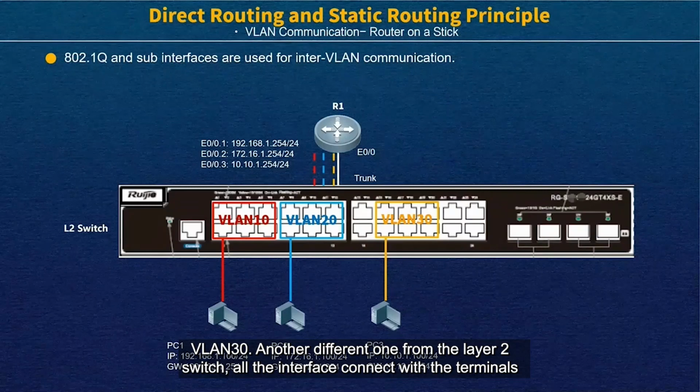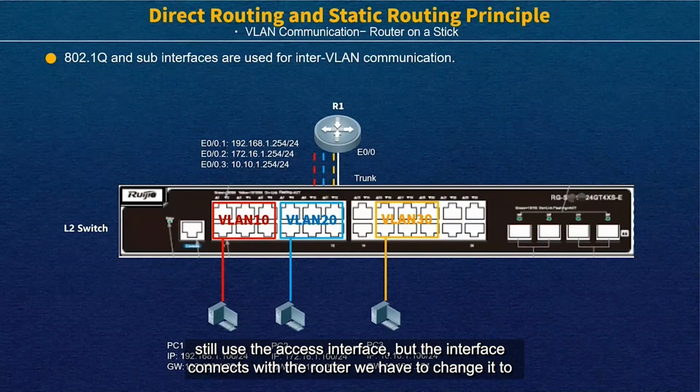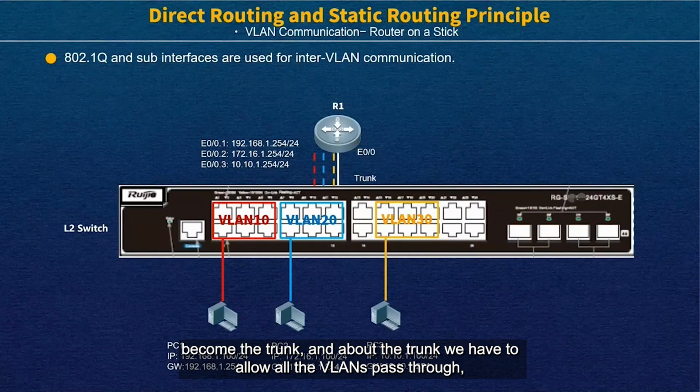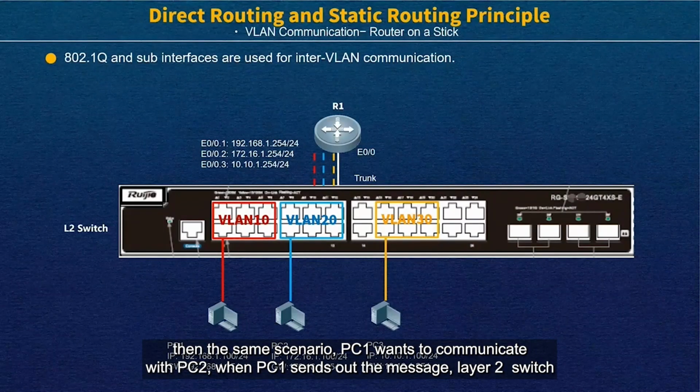Another different one for the layer 2 switch. All the interfaces connected to the terminals still use access interfaces, but the interface connected to the router we have to change to a trunk. And about the trunk, we have to allow all the VLANs to pass through. Then, the same scenario: PC1 wants to communicate with PC2.